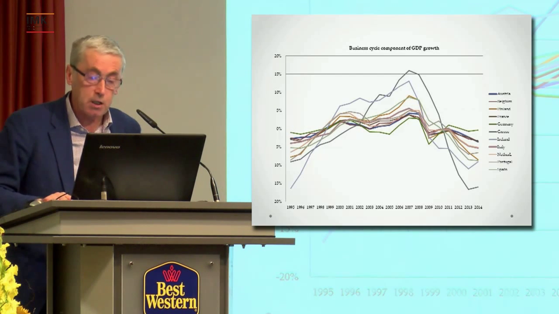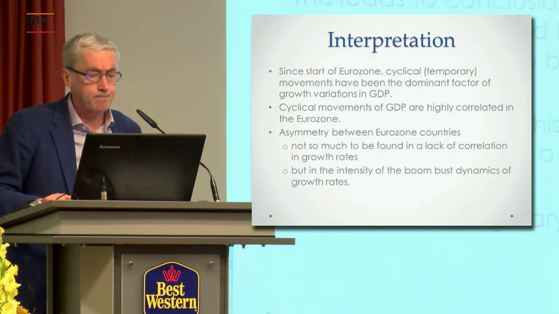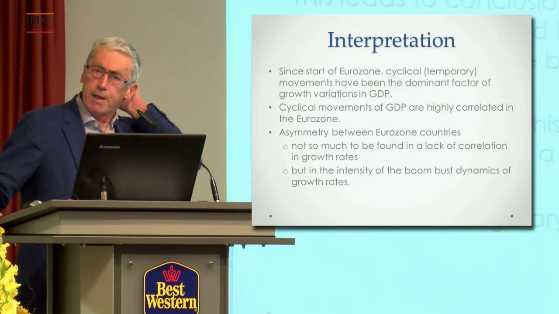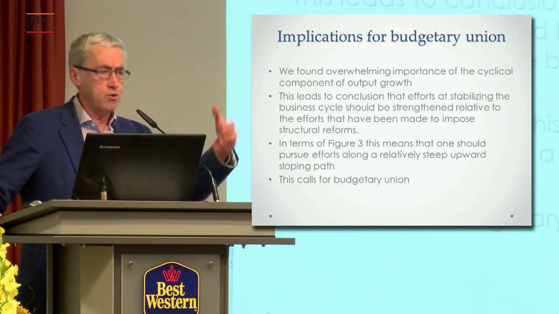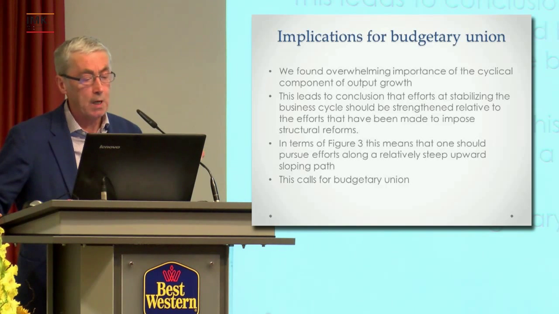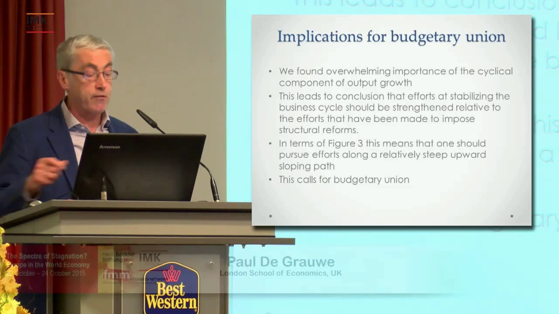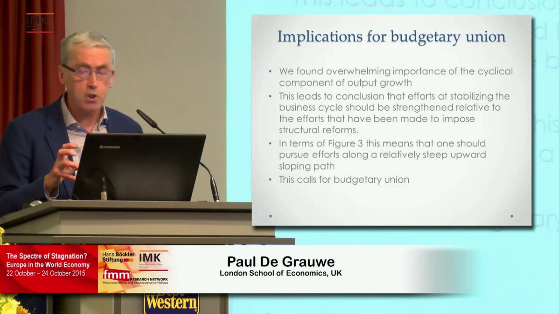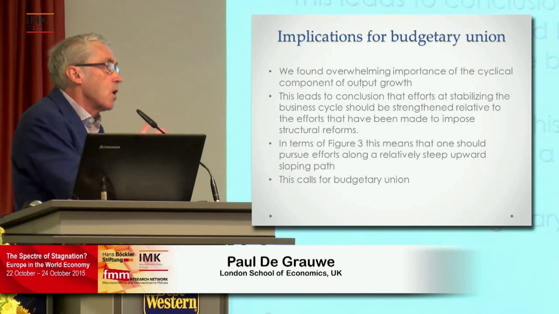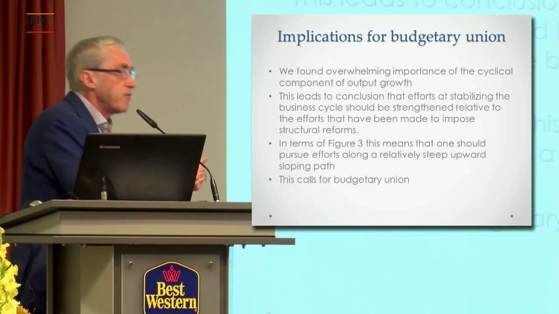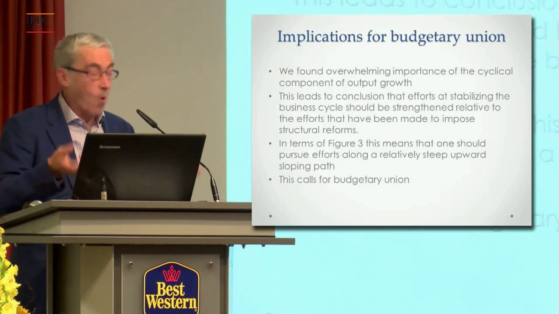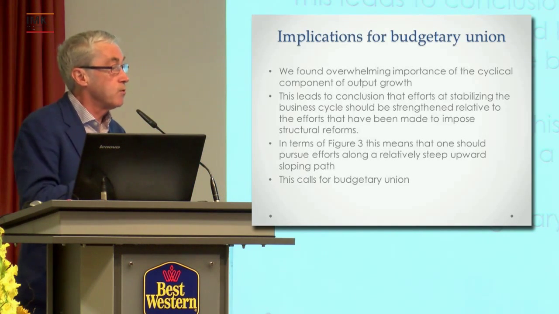What I derive from this as a general conclusion for budgetary union is that the cyclical component of output growth dominates the long-term or supply side structural movements, which calls for stabilization efforts, right? That's what we have to do. And we should strengthen stabilization of the business cycle relative to efforts that have been made to impose structural reforms. Structural reforms you want to impose when you have shocks that are permanent, supply shocks, productivity shocks, permanent changes. Then you have to adjust prices and wages. Then you have to be mobile. But when the shocks are typically business cycle, temporary shocks, then you shouldn't have more structural reforms or flexibility. That's when you have to apply stabilization.